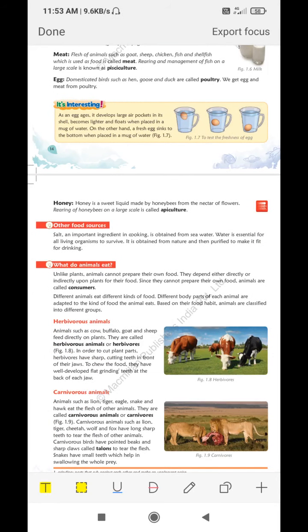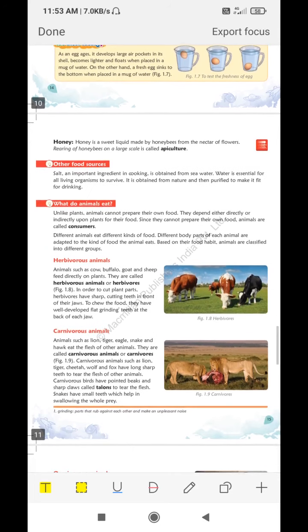And food animals are called consumers. Plants are producers. Okay, apiculture: the nectar from flowers, the business of farming honeybees and all, that is called apiculture. Poultry farm, farming, croppings and paddy. So in that manner, that producing of honey, that business is called apiculture. And animals are called consumers and plants are producers.